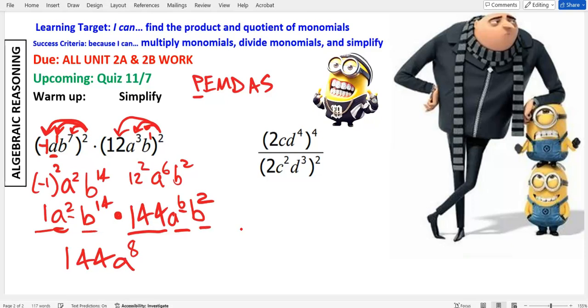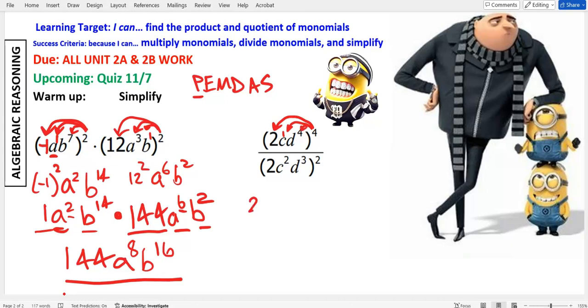And then 2 base b's, what do I do with the powers? Add them up. B to the 14 plus 2 is 16. That is the most reduced form. Do you know all the multiple steps you had to do to get that, right? Hold on. Now, on this fraction over here, you're going to, once again, take the 2 to the 4th power, 4 times 1, and then 4 times 4.